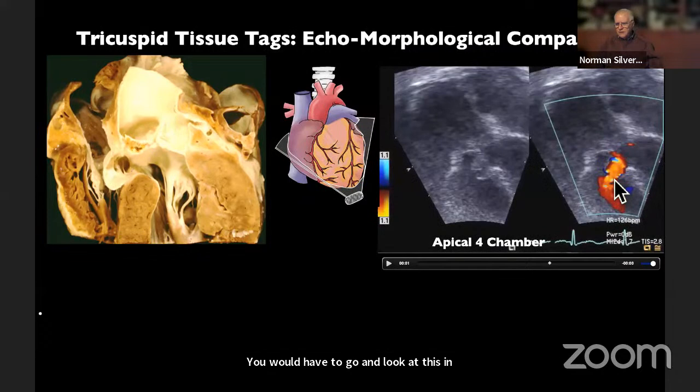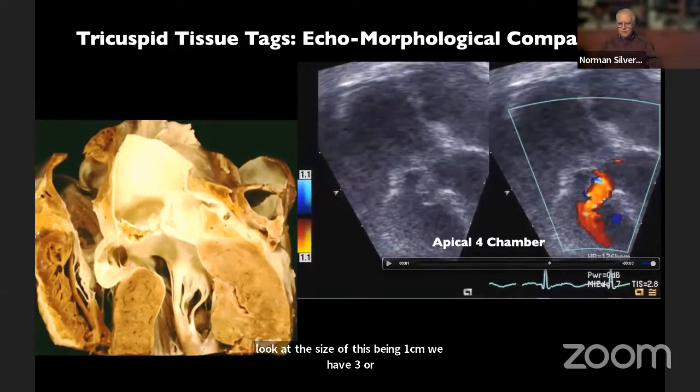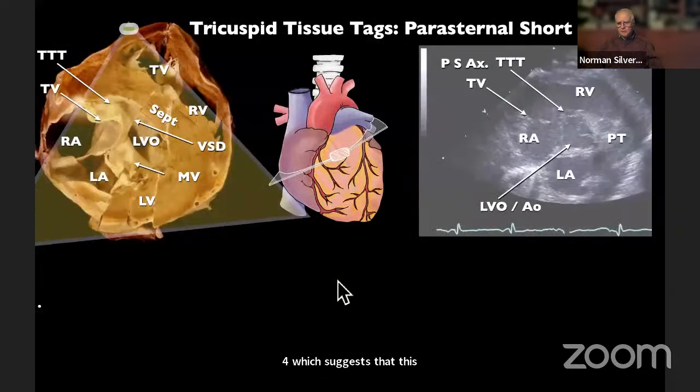And this is the area where the defect is at its lowest. Although the ventricular septal defect is somewhat walled over, the restriction is occurring in the tricuspid valve at the area of the vena contracta, which means the narrowest angle of a jet. And so if we look at the size of this being 1 centimeter, we have 3 or 4 millimeters, which suggests that this is an extremely restrictive ventricular septal defect.